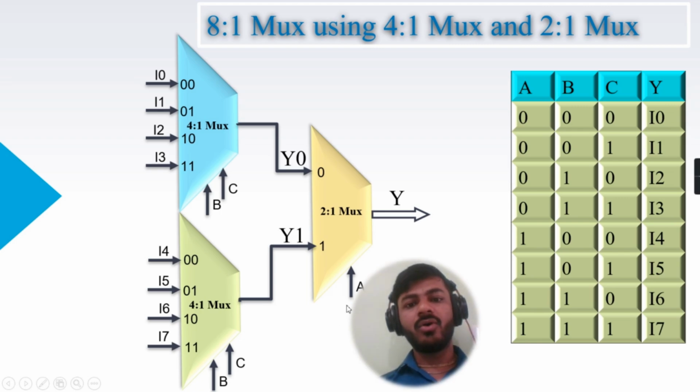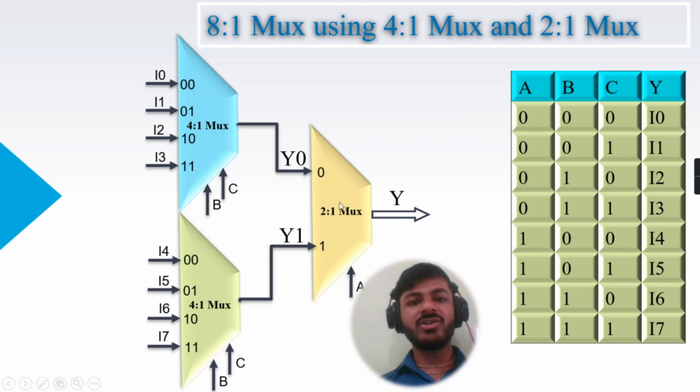to the Y1. Now based on the select line A, either Y0 or Y1 will be routed to the Y. So if select line A is equal to 0, then Y0 will be routed to the Y. Or if select line A is equal to 1, then Y1 will be routed to the Y.